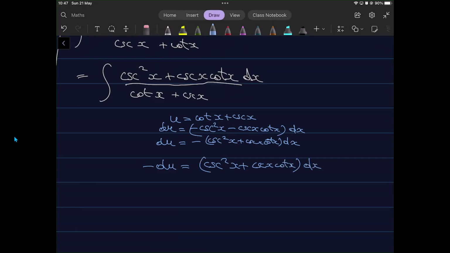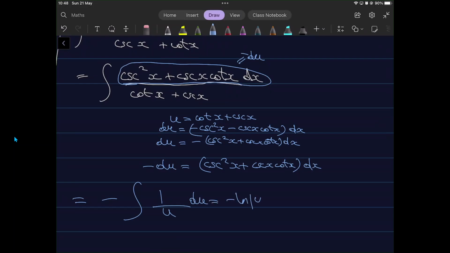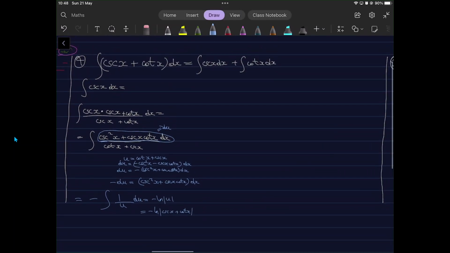And what do you notice? This bit over here in our integrand is actually equal to negative du, sorry. So this integral, if we take it in terms of u, we put the negative on the outside of the integral, and we have 1 on the numerator. On the denominator we have u and du. This is clearly equal to negative ln of absolute value of u, which is equal to negative ln of absolute value of whatever u was that we picked: cosecant plus cotangent. Alright, that's our first part of the integral.